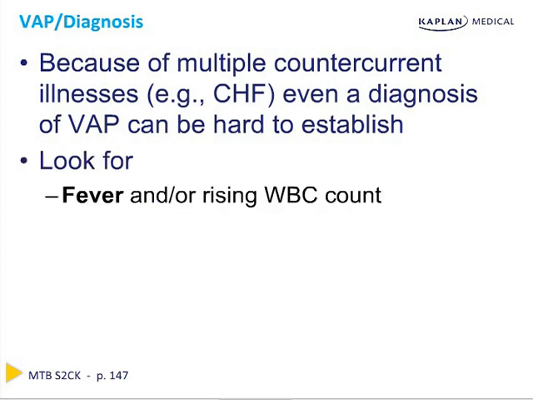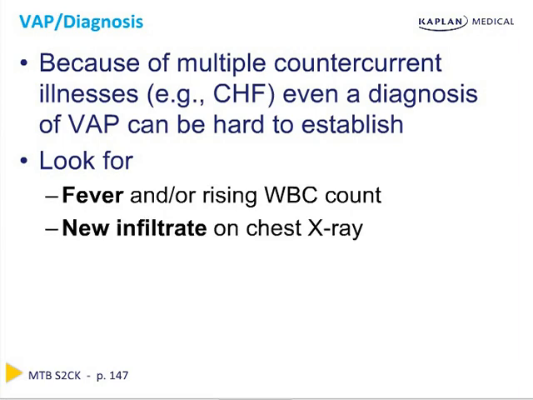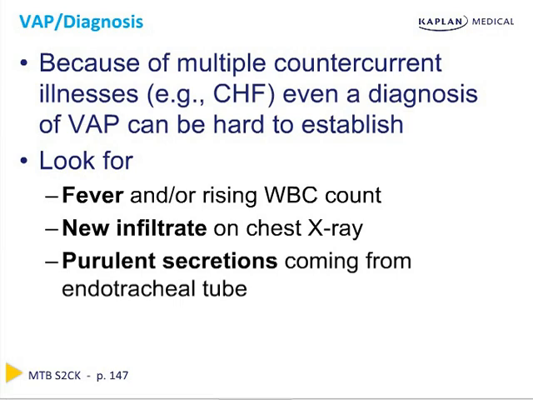Things to look out for would include a new fever, one that developed after being placed on the ventilator, or a new white blood cell count, a new infiltrate on a chest x-ray, or purulent secretions coming out of the endotracheal tube that are either increased or different in appearance than those previously. Any of these would be indicative that the patient may have developed a ventilator-associated pneumonia.